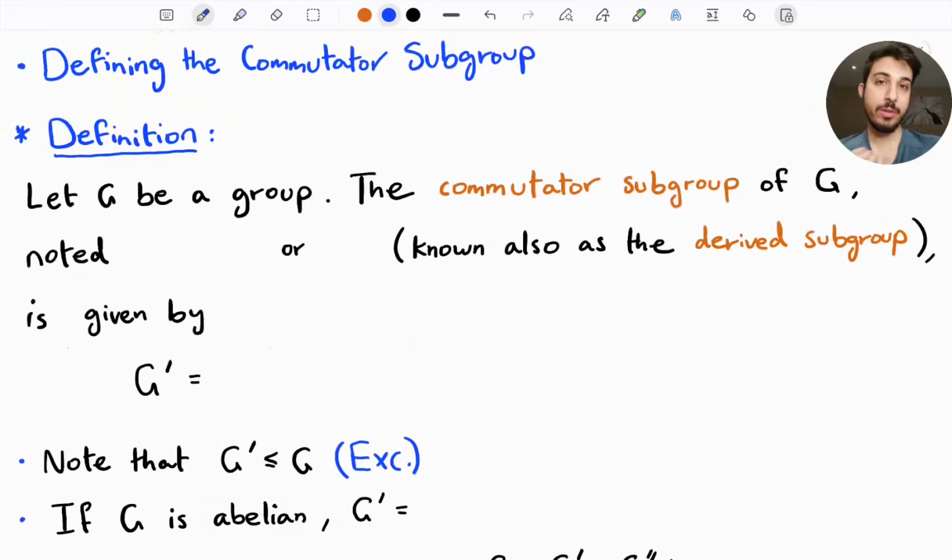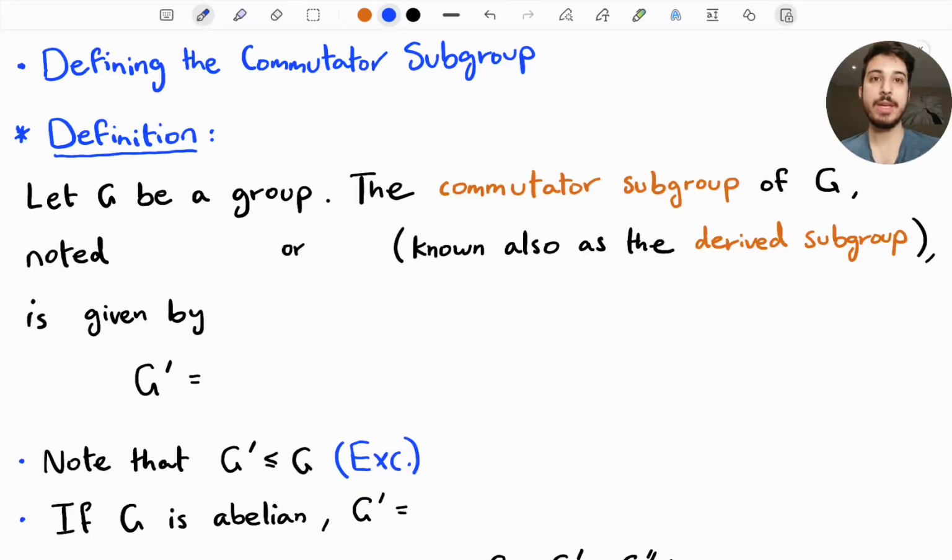Now that we have defined the commutator, it is time to define the commutator subgroup. We've seen last lesson that we can generate subgroups from subsets. So when we take the commutator, we will take, in fact, the commutator of all of the elements in G, and that will be our subset on which we will generate our subgroup.